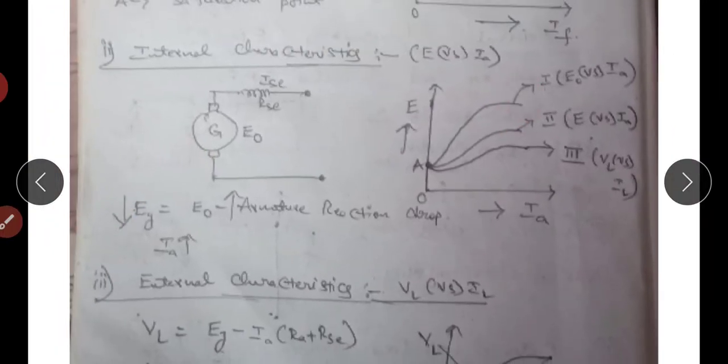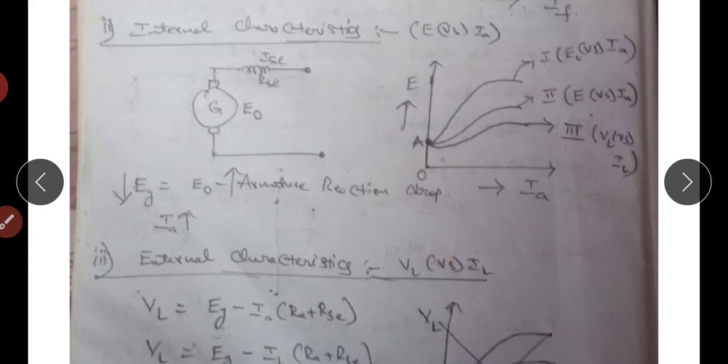So next one, external characteristics. Okay, VL versus IL graph. We know that in case of series generator, the voltage equation is VL equals EG minus IA into (RA plus RSC). This one, EG or E, or VL equals EG minus, here IA equals IL in series generator, so minus IL into (RA plus RSC).